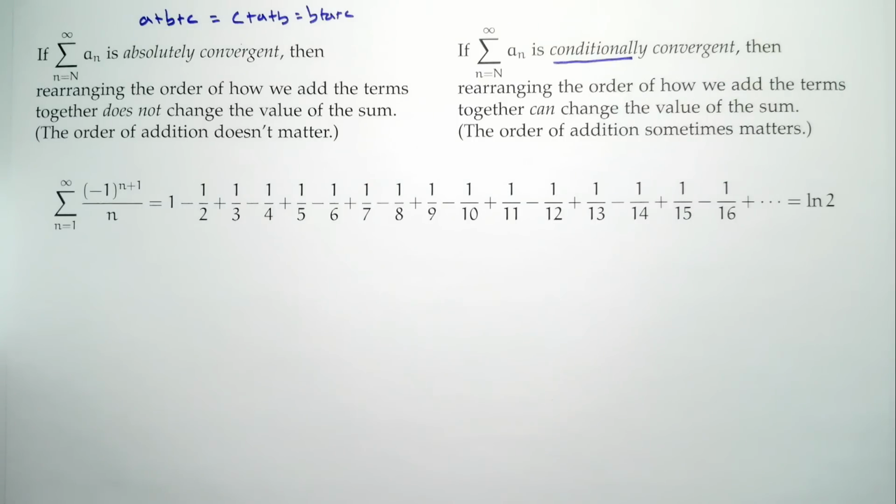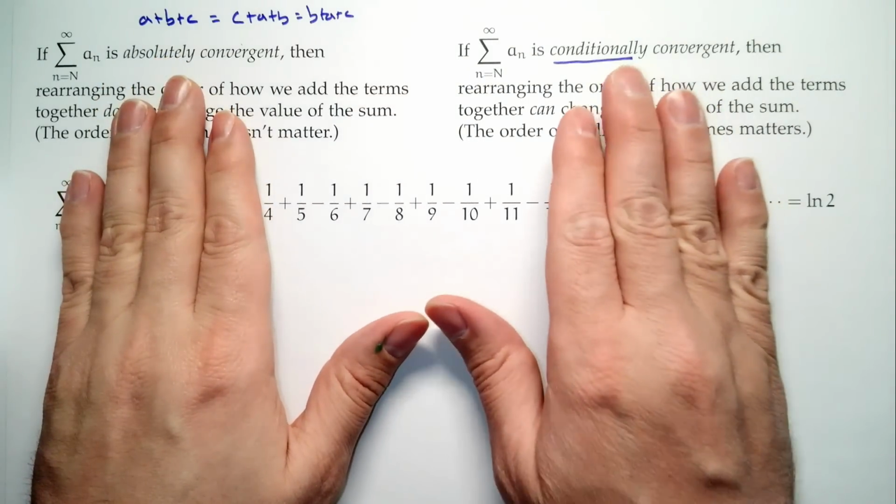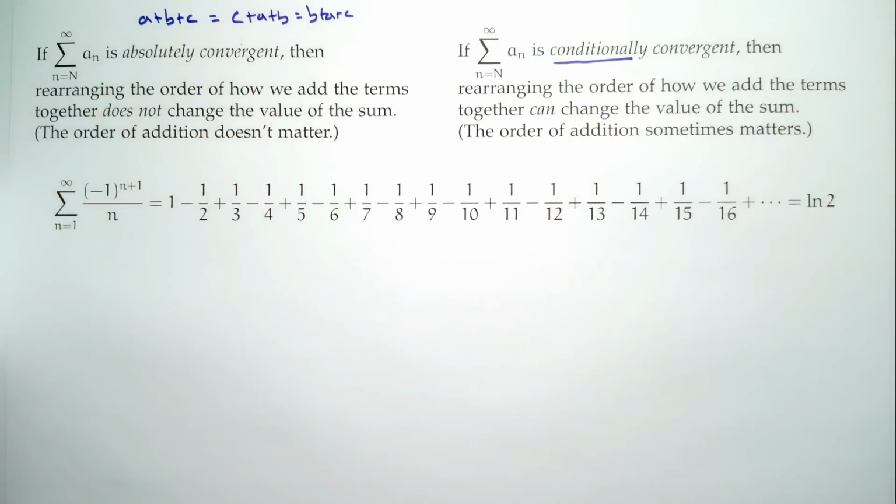All right, but that's if we add it up in that order. Can you add it up in a different order and get a different number? And the answer is yes. And the really surprising answer is you can make it be any number you want, depending upon how you add the terms together. So let's take a step back and try to understand what the intuition is. What's special about absolutely convergent versus conditionally convergent? And why can we get this different phenomenon going on?